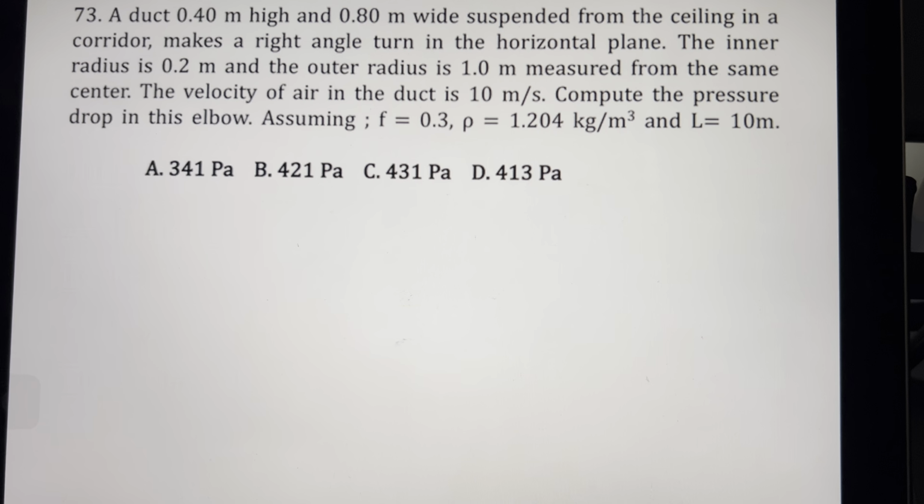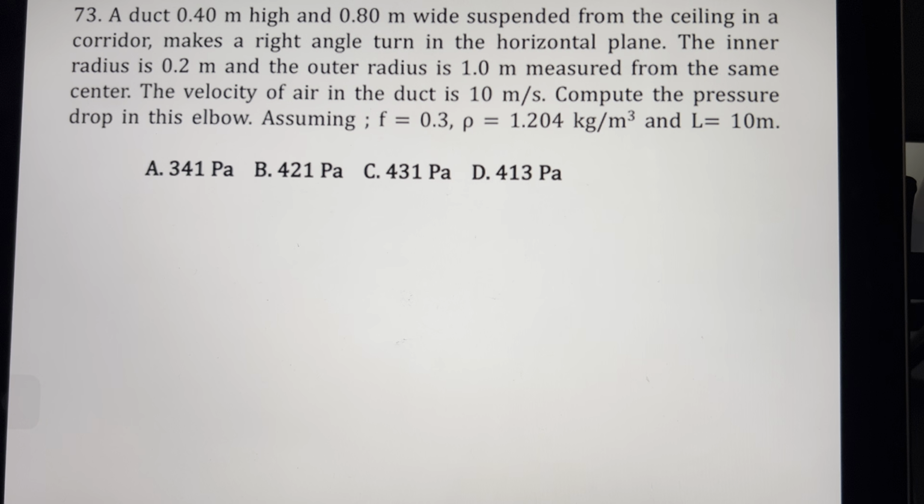Next one, a duct 0.40 meter high and 0.80 meter wide, suspended from the ceiling in a corridor, makes a right angle turn in the horizontal plane. The inner radius is 0.2 meters and the outer radius is 1 meter, measured from the same center. The velocity of air in the ducts is 10 meters per second. Compute the pressure drop in this elbow.